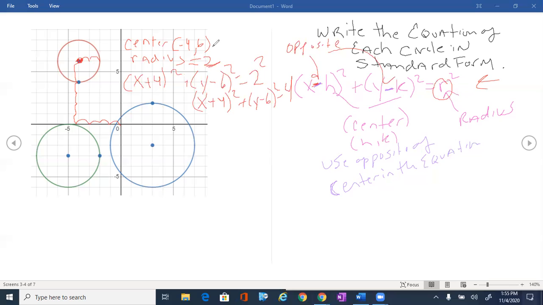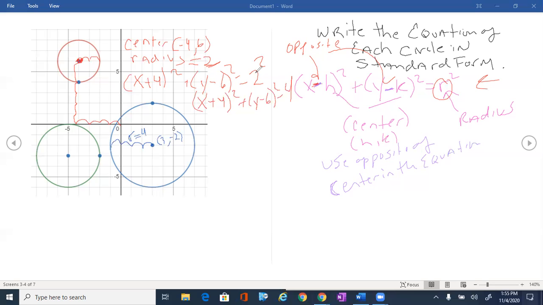Okay, let's go to the blue equation. We will do that one as well. We're going to find the center, and you can see that this center is at (3, −2). And the radius is going to be 1, 2, 3, 4. So r equals 4.